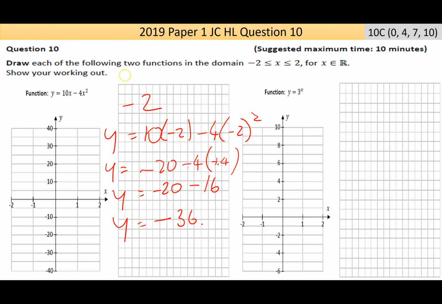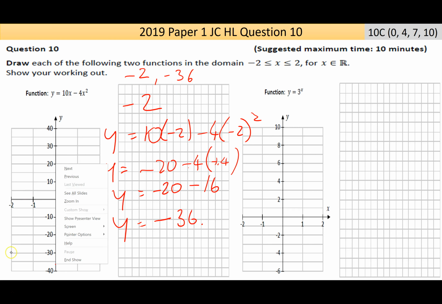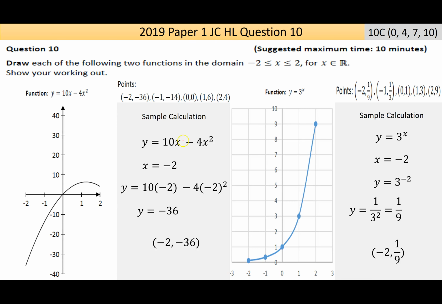So the two values there are when x is minus 2, y is minus 36, and that's why it goes down so far. Okay, so now minus 2 should be somewhere over there. Now I've got this done, I'm going to go straight to the answer because it's tidier. I've shown a sample calculation there. Now once I have the calculator programmed, I don't have to show the calculation like 5 times.